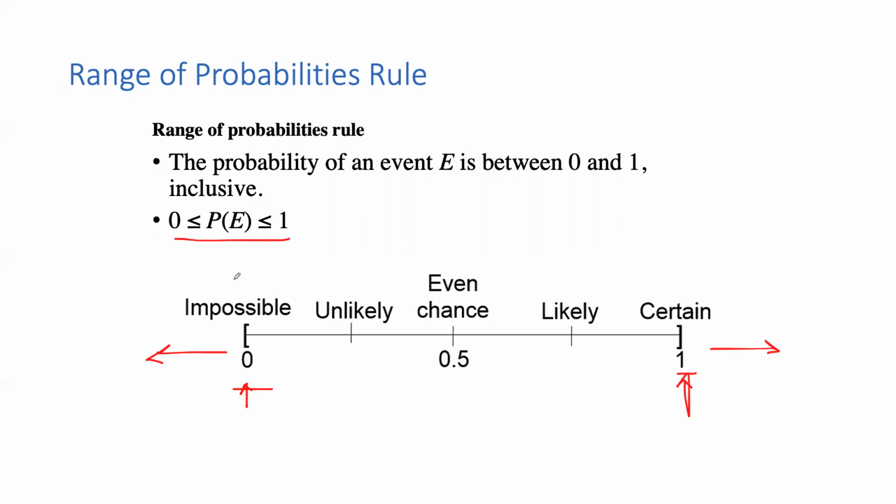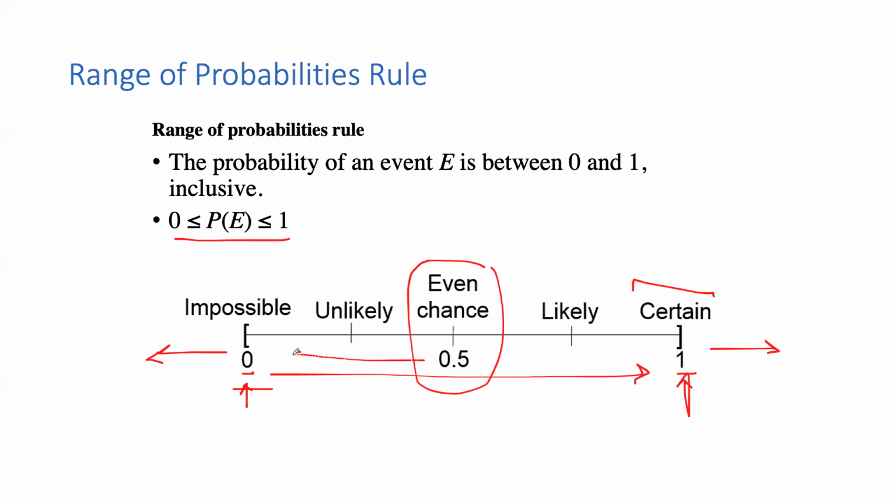So if the probability is 0, the event is impossible. If the probability is exactly 1, then the event is certain. And the higher the probability, the higher the likelihood that it will happen. So 0.5 is an even chance, 50-50. If the probability is closer to 0, the more unlikely the event is, and if the probability is closer to 1, the more likely that particular event is.